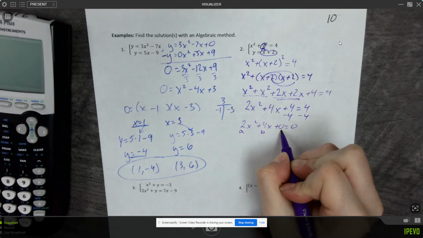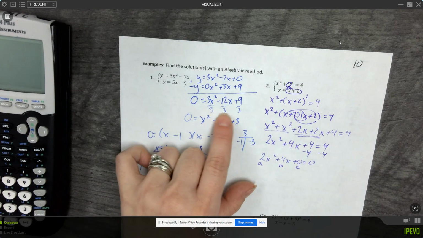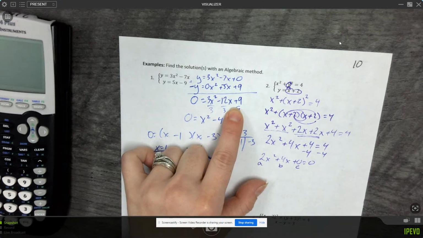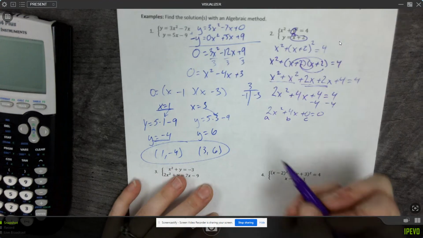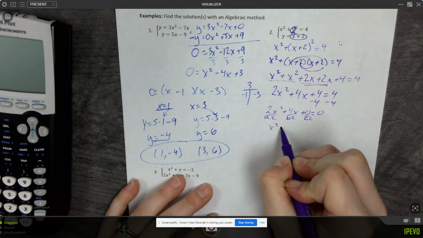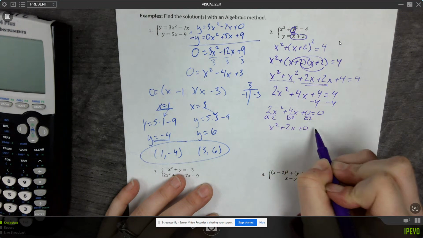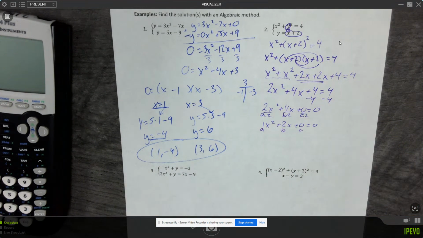So A, B, C. Now, back here, I did divide everything by 3 because it all could divide by 3. You can do that here. 2, 4, and 0 can all be divided by 2. So if that makes your life easier, you can divide everything by 2. Gives you x squared plus 2x plus still 0 equals 0. Now you have A is 1, B is 2, and C is 0.